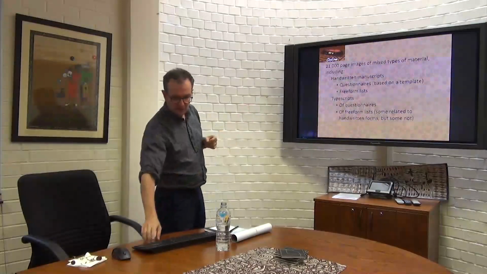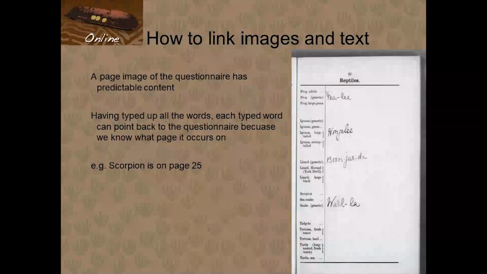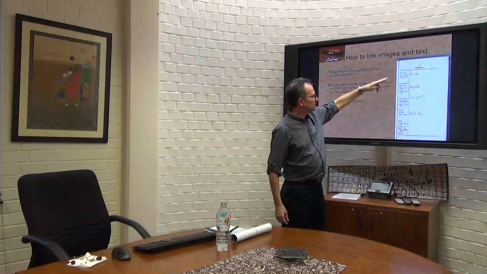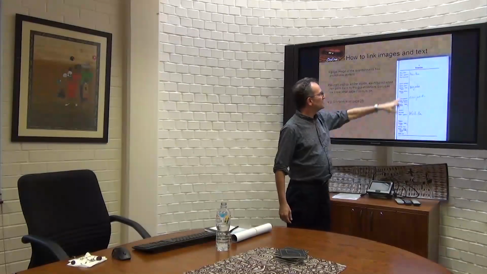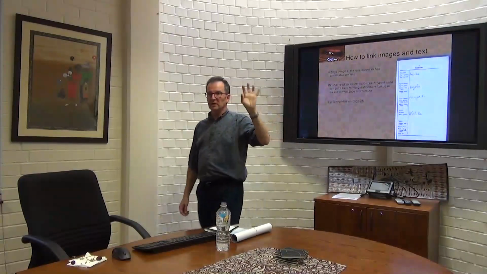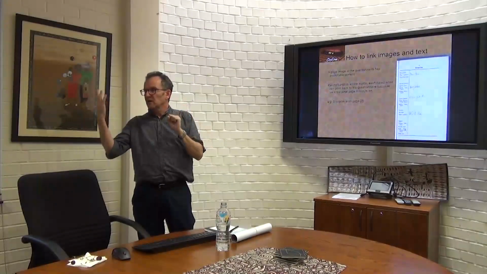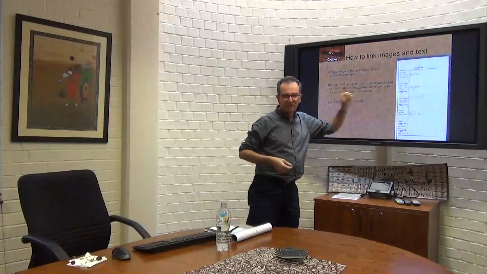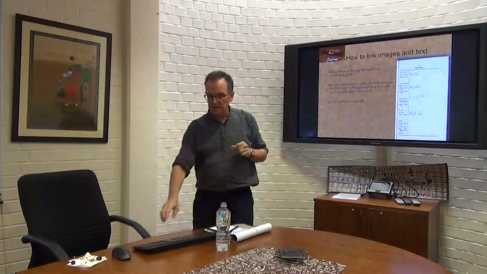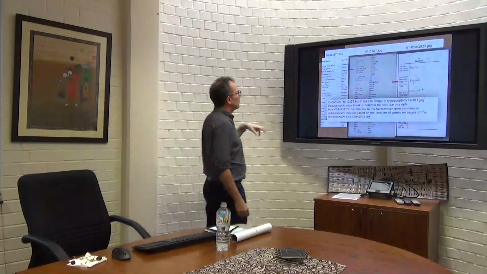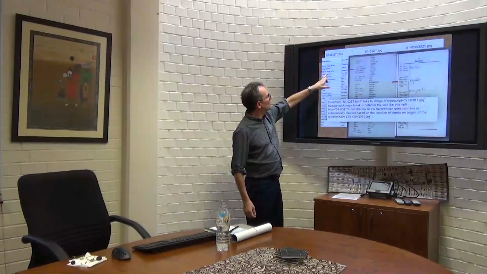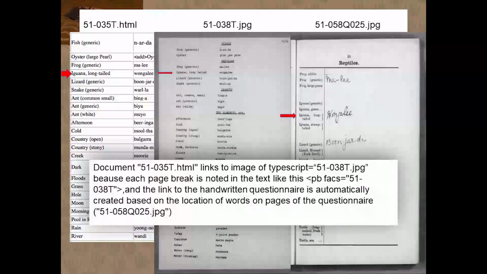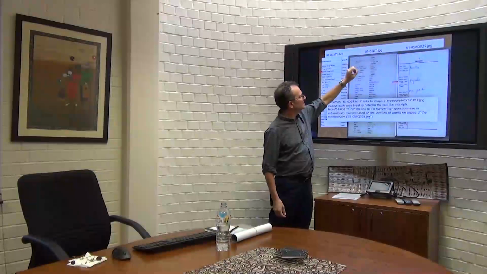And yeah, we've talked about what kinds of documents there are. So, as I said, these questionnaires have a predictable content up to a certain point. So we know that the word for scorpion is always going to be on page 25. So that's a way we can link from a TypeScript back to an image of the questionnaire, because we have a master list which says scorpion, go to page 25, and we have named these documents in a way that allows this to happen. So for example, the TypeScript here has the word iguana long-tailed. That can link across to here, because in this document we have something that says this document represents this TypeScript page.